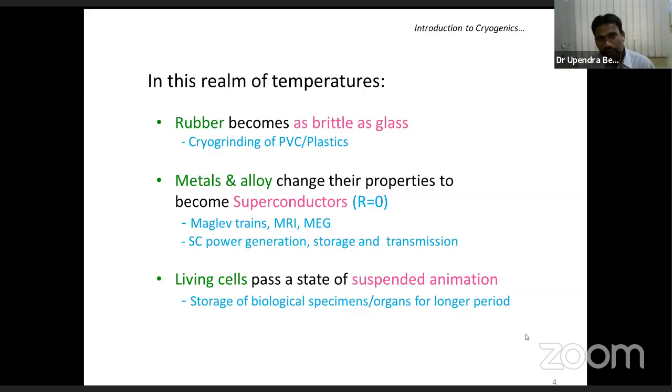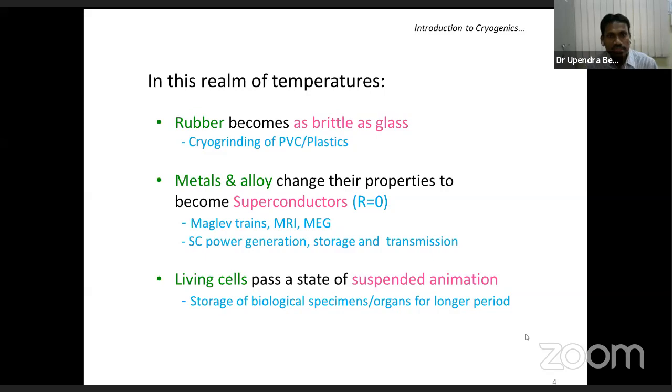Again, what I mean to say is that below this temperature, in this area of cryogenics, metals and alloys change their properties. All metals and alloys lose their resistivity, or rather resistivity decreases with the decrease in temperature. At a certain temperature, some metals and alloys become superconductors, meaning that there is no resistance at all. This is the basis for maglev trains, MRI, magnetic resonance imaging, and magnetoencephalography. All this is possible because of cryogenics, and superconductivity plays a crucial role there.